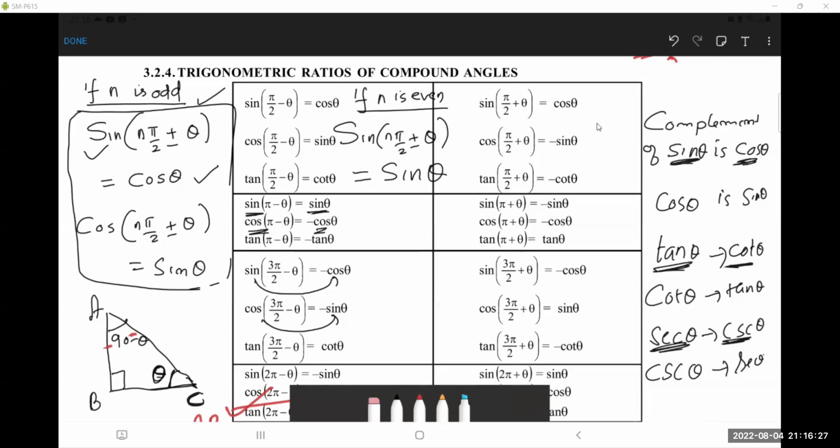Is anything confusing or did you understand properly how to do it?